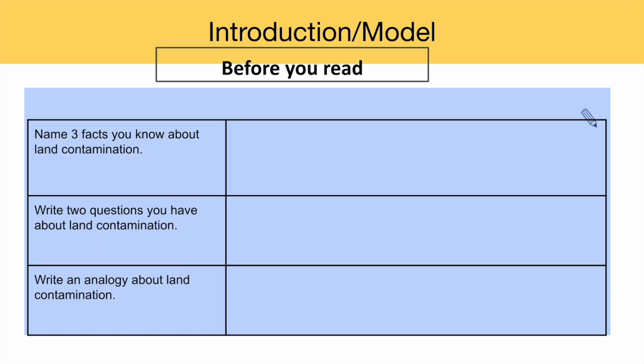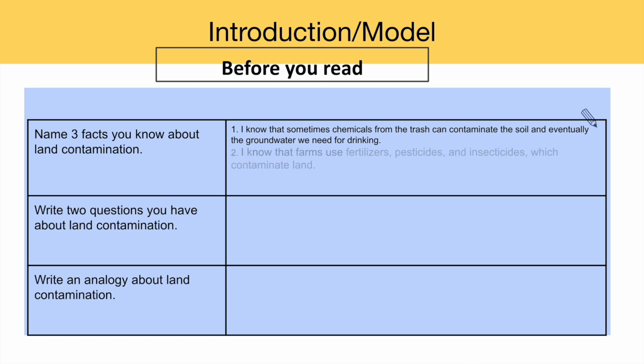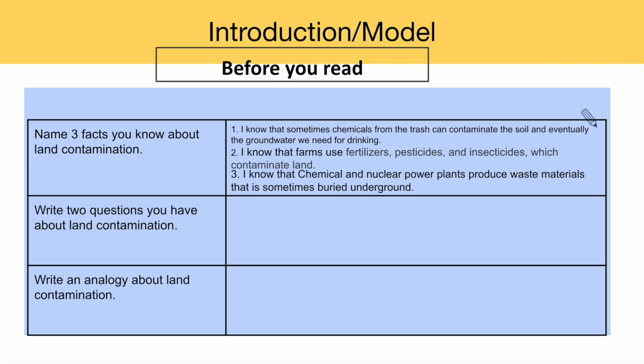Before you read, name three facts you know about land contamination. Write two questions you have about land contamination and write an analogy about land contamination. 1. I know that sometimes chemicals from the trash can contaminate the soil and eventually the groundwater we need for drinking. 2. I know that farms use fertilizers, pesticides, and insecticides which contaminate land. And 3. I know that chemical and nuclear plants produce waste materials that is sometimes buried underground.